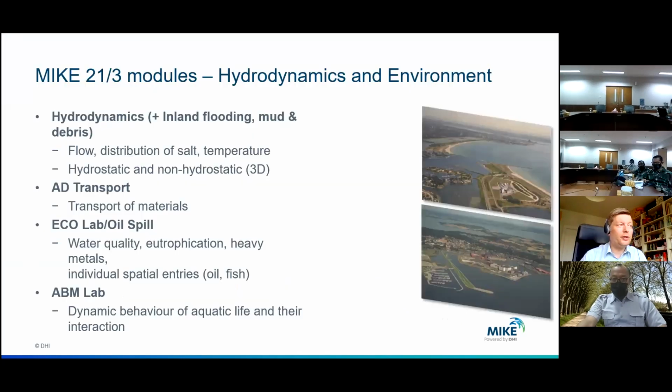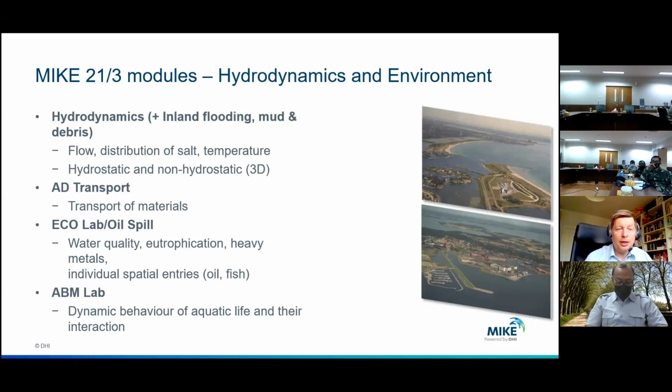So here is a short overview of the modules which we have currently. On this slide, you see the hydrodynamic and environmental modules. We have, of course, the HD model, which is the core of Mic, I would say. This can be used for flow simulations, inland flooding, mud, debris, but also distribution of salt and temperature. And it exists in two versions. In the past, there was only the hydrostatic version of the shallow water equations, but now you also have the non-hydrostatic solution in 3D. That's a very efficient approach to do really dynamic three-dimensional modeling, which is faster than CFD, for example. Then we have the advection dispersion and transport module for materials.